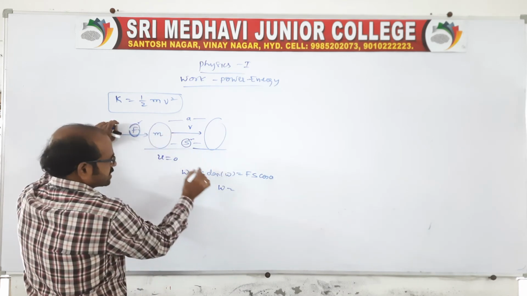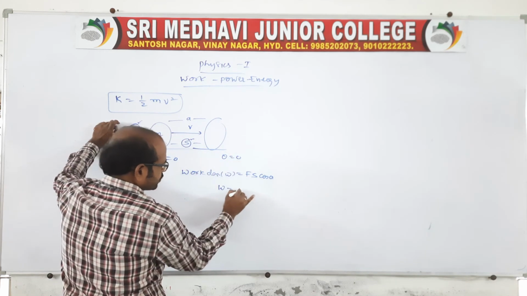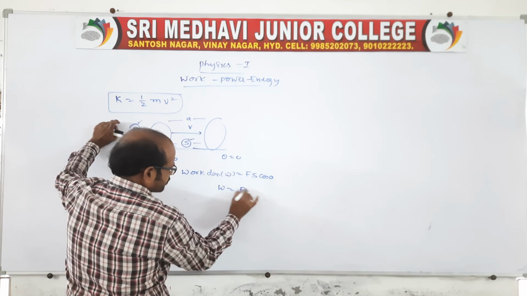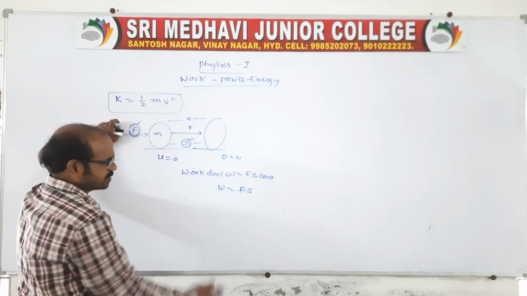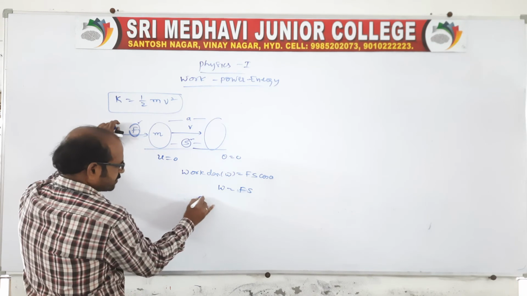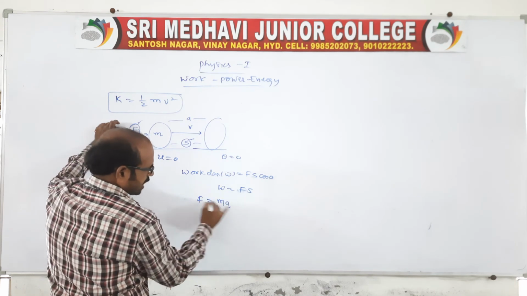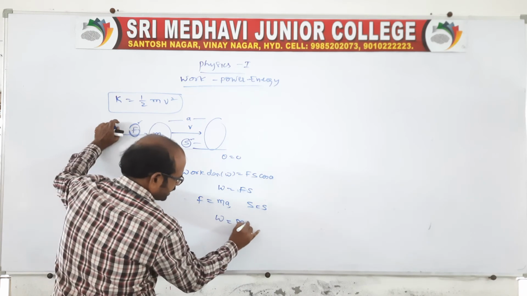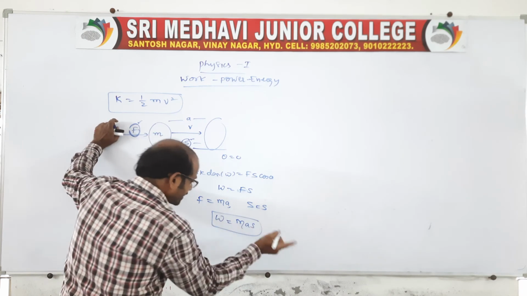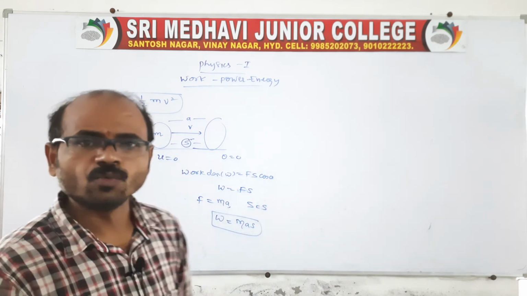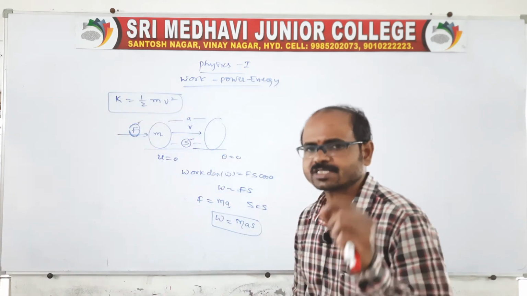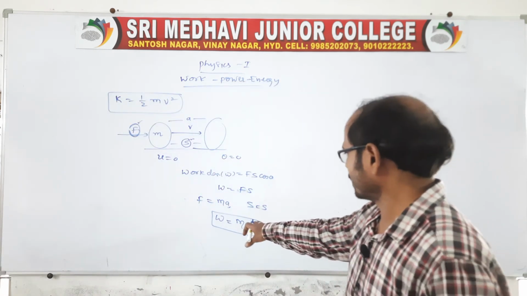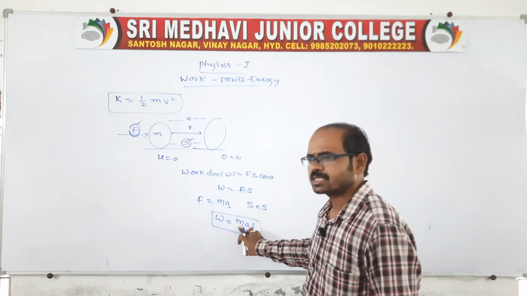Force and displacement are in the same direction, so you take theta as 0. Then cos 0 is 1, so we get Fs. What is F? F is nothing but ma, and displacement you take as S. So work done is equal to ma into S. This is the work done by the constant force applied on the body. Therefore, m into a. Sir, what is a?